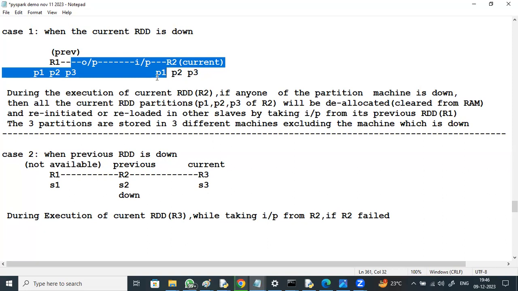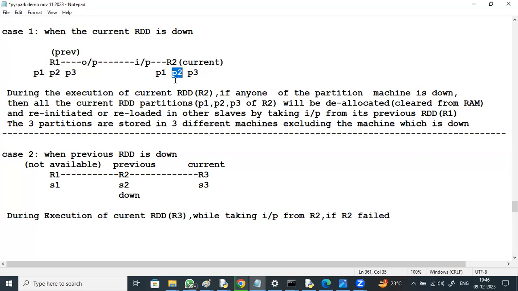Think that this P2 is stored in system 7. Other than that system 7, it will use any other system for storing these 3 partitions. After collecting, it will store. First it had system 6, system 7, system 8, so these 3 partitions are stored in S6, S7, S8. Once again, the output will be collected and stored in different systems, say S12, S13, S14, other than the system which is down.